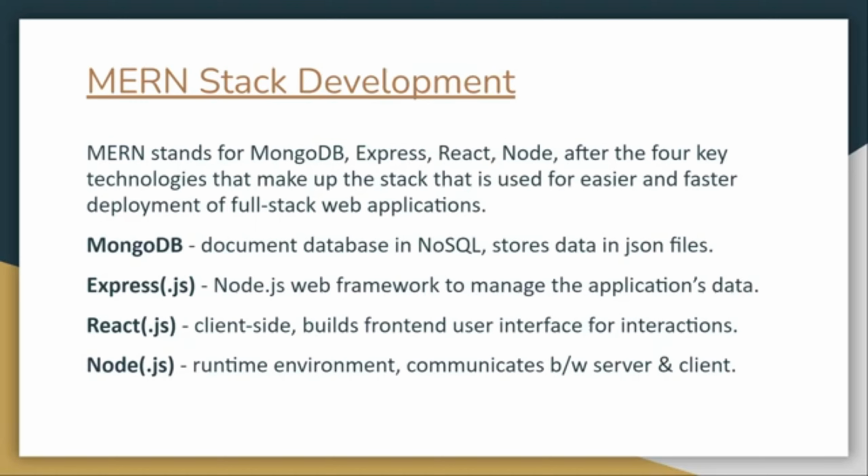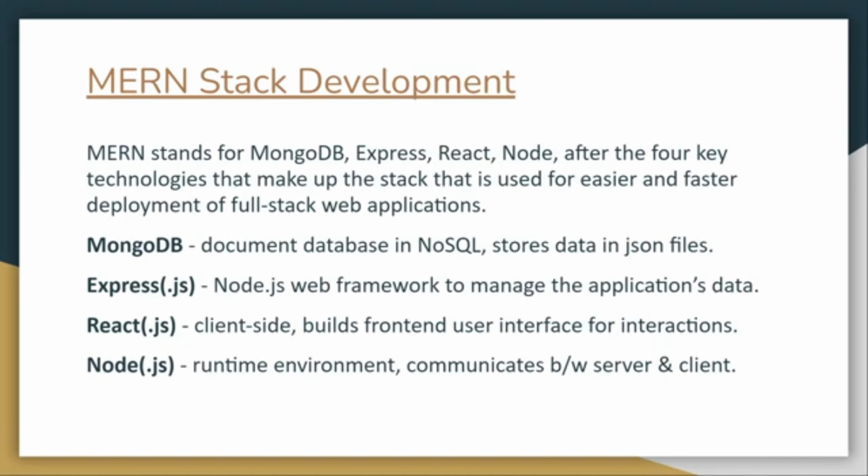MERN stack development. MERN stack is a popular JavaScript framework that is used for building the web applications. It is an acronym for MongoDB, ExpressJS, React.js, and Node.js. Each component of the stack plays a specific role, and it is designed to make the development process smoother and easier. Now we will see the role of each component. MongoDB is the database which stores the data in a flexible format. It stores the data in NoSQL using JSON files.